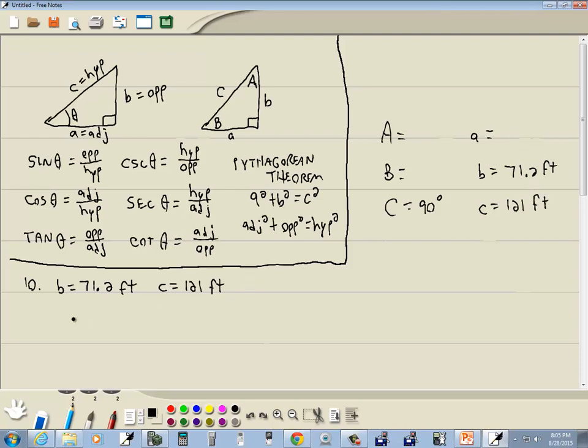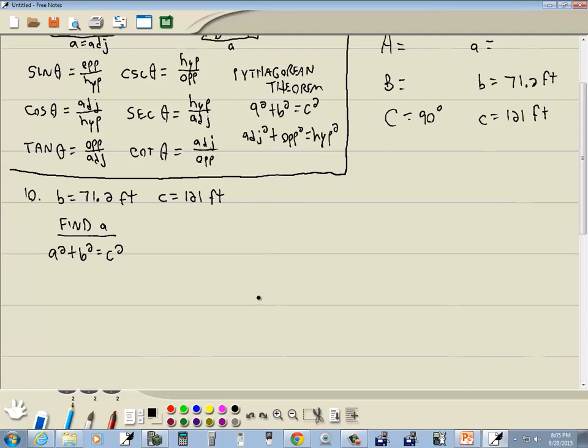Now, first thing we'll do is we'll find A, because we can use the Pythagorean Theorem. So we got A squared plus B squared is equal to C squared. I didn't draw my picture, did I? Okay, I'm drawing a picture. That'll demonstrate why we can do that. This is C, this is B, and this is A.